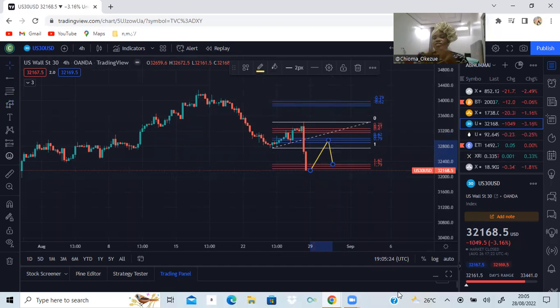So we have done what? Euro card. We've done G card. Was it G card or Euro? Yeah, G card, because we saw Euro card had already started moving. So we went and we did G card, we did gold, and now we've done US 30.